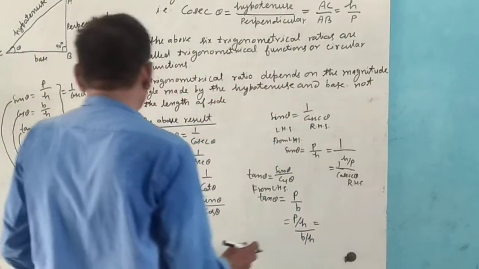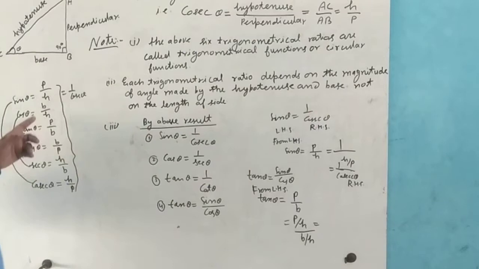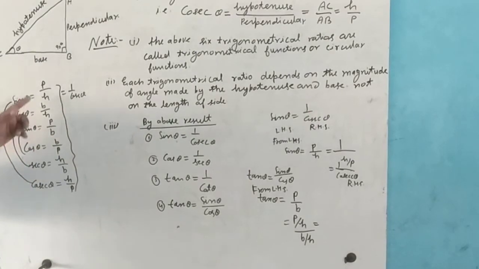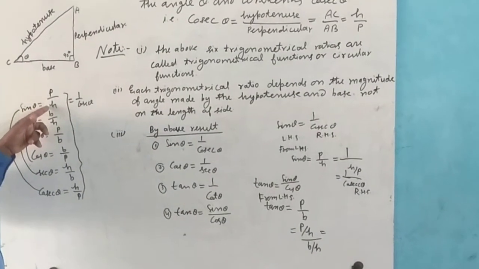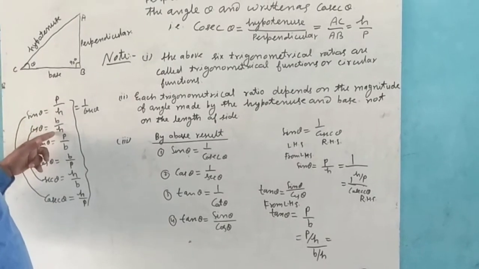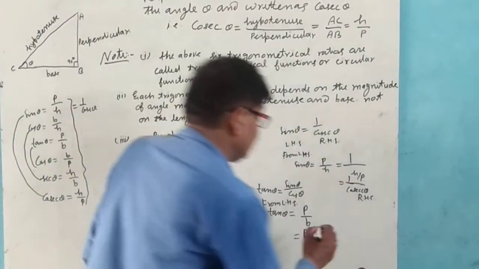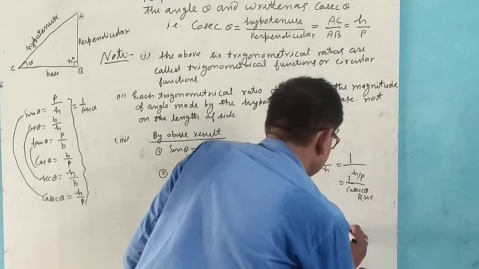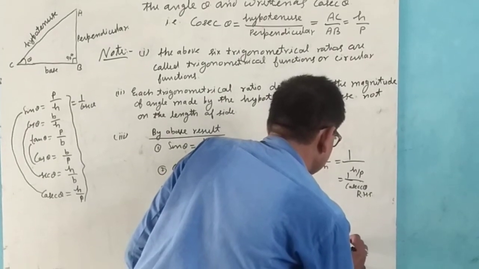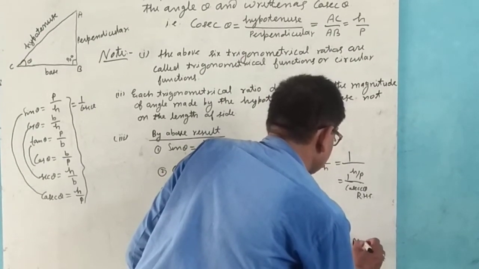P by H means sin theta, and B by H means cos theta. This is also written as sin theta by cos theta. This is the right hand side.